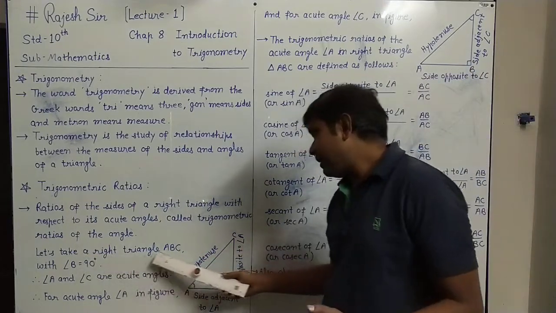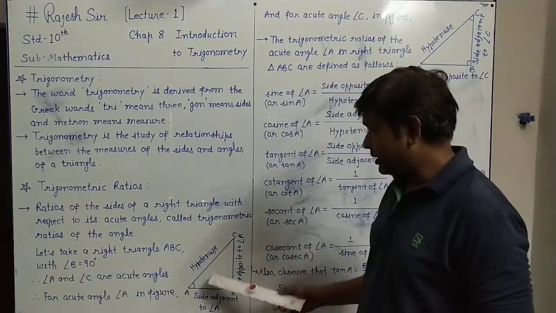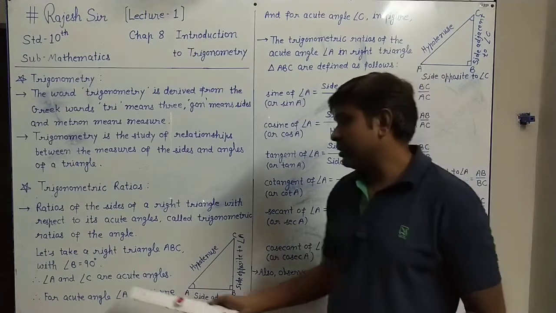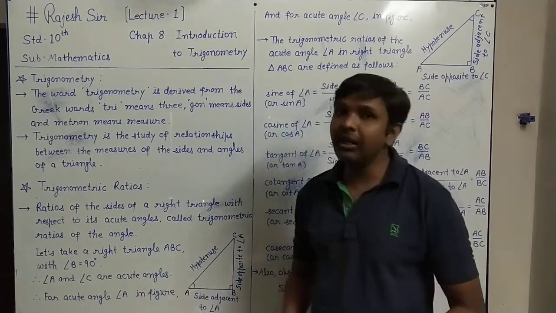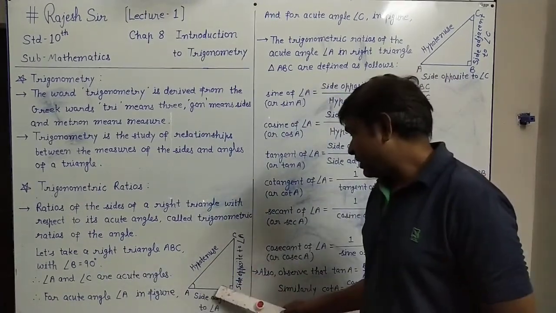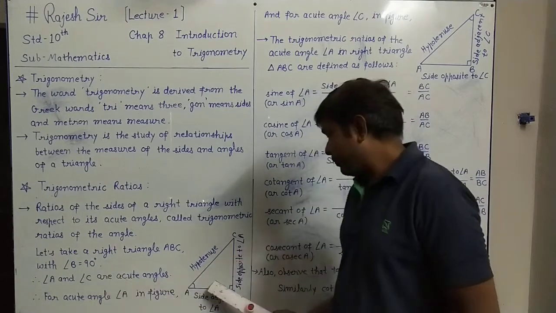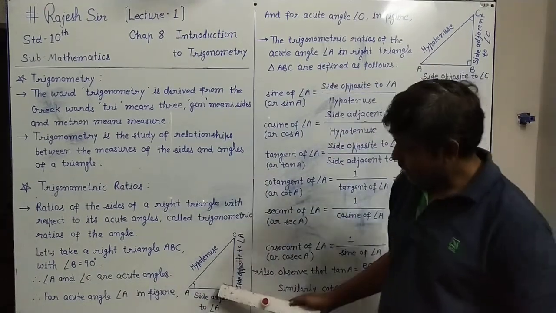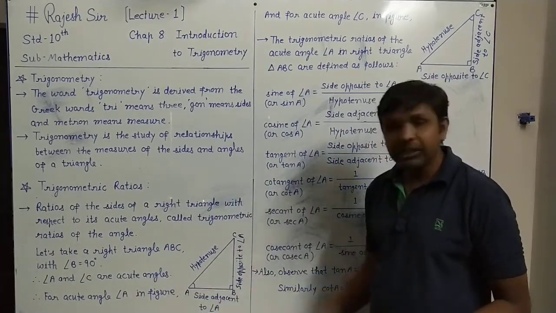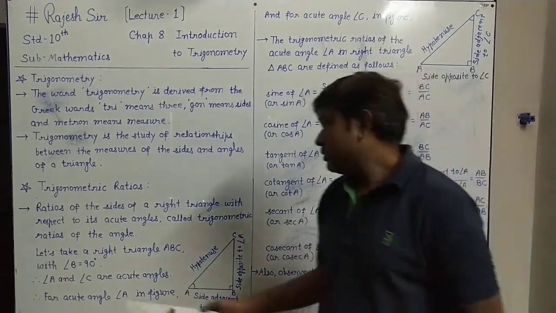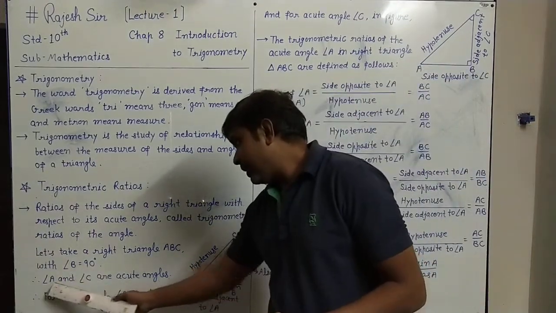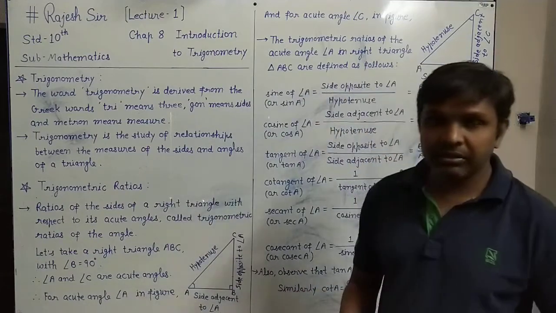Let's take a right triangle ABC like this. In it, since it is a right triangle, one of the angles will be 90 degrees. So let's take angle B equal to 90 degrees. And you know that if angle B is 90 degrees, the remaining 2 angles will be acute angles. So angle B is 90 degrees, therefore angle A and angle C are acute angles.